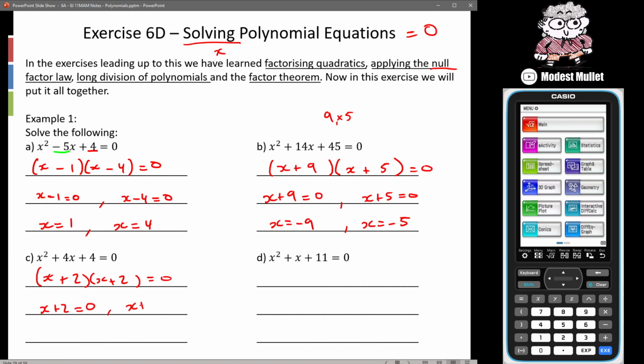We could technically also say x plus 2 needs to be equal to 0, but since it's repeated, we don't need to write it a second time. We just get x plus 2 has to be 0, so x is equal to -2. So there's only one solution for that one, because, if you remember, when we have the same factor repeated, that's called a repeated root.